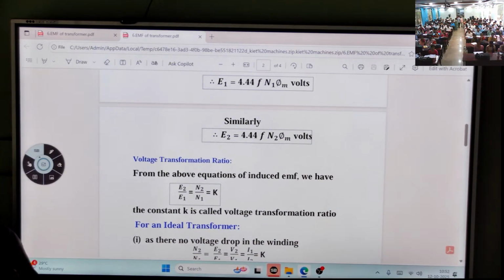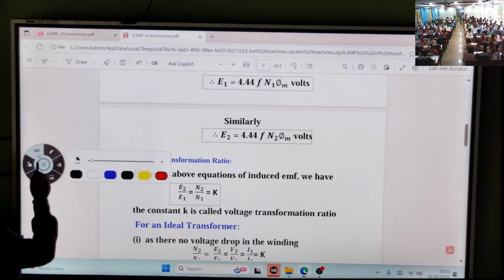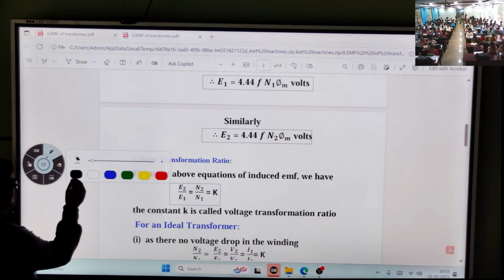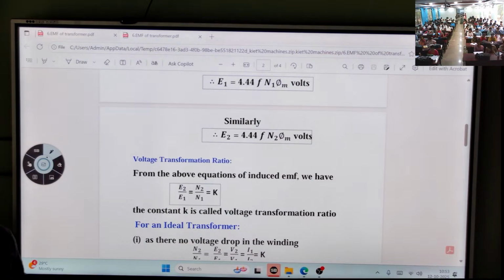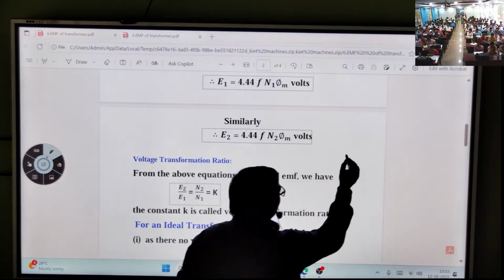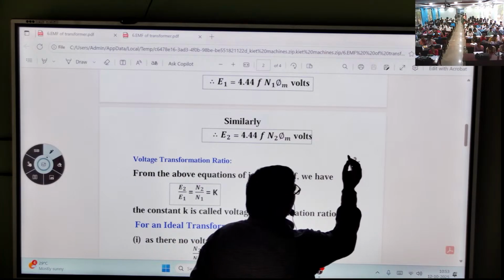So here, after knowing the formula, what is that formula? The EMF equation of the transformer: V1 or E1 is equal to 4.44 F phi m N1, or E2 or V2 is equal to 4.44 F phi m N2. After knowing this, you have to get two more formulas, if you substitute here.